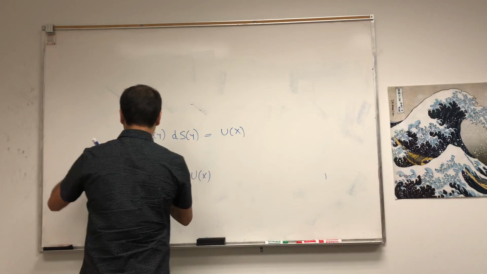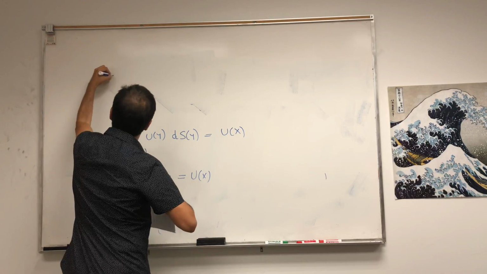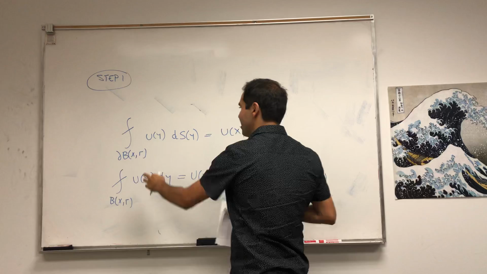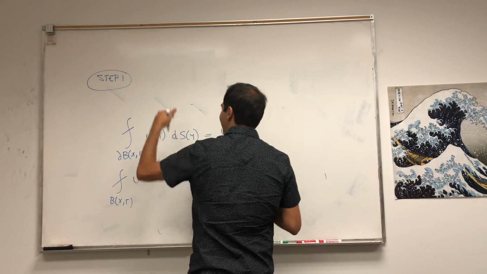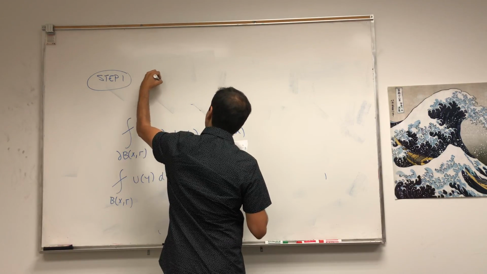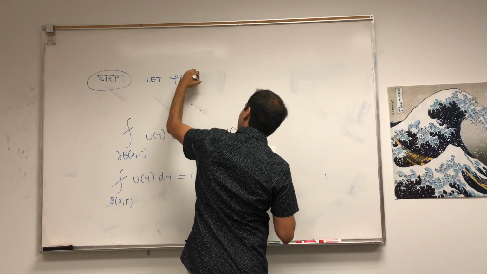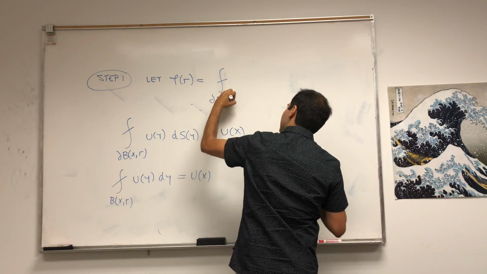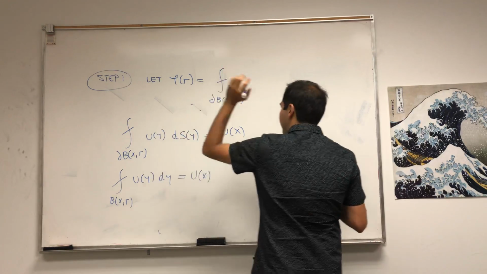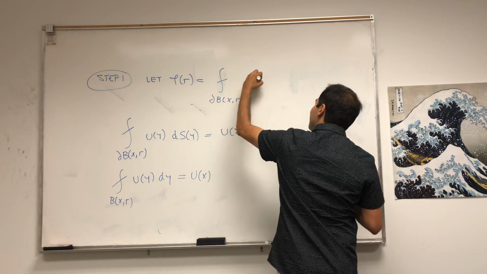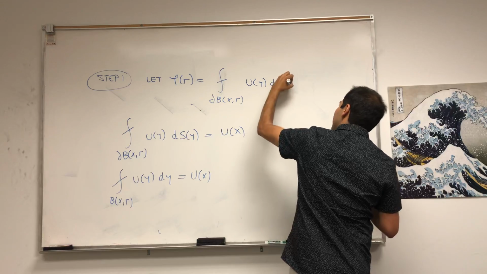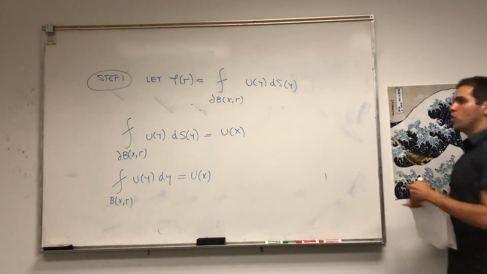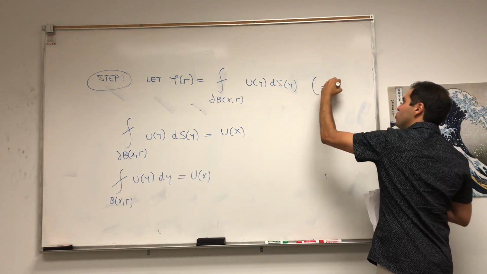Okay, so step one. Again, fix x. x is not important. It's the r that's very important. And define the following function. Let phi of r equal the average value over the sphere. And we'll deal with the ball later. It turns out the ball is much easier once we do the sphere. Okay. And remember, we want to show that this equals u of x.